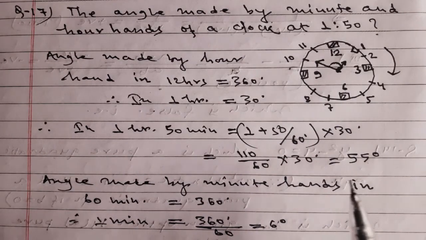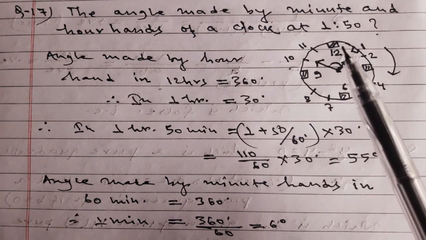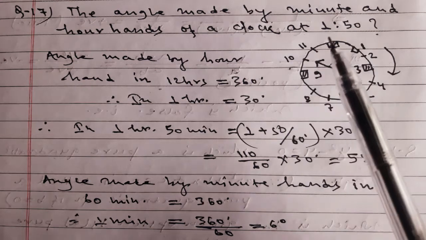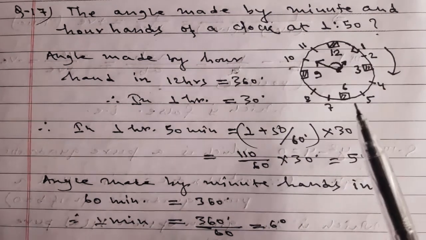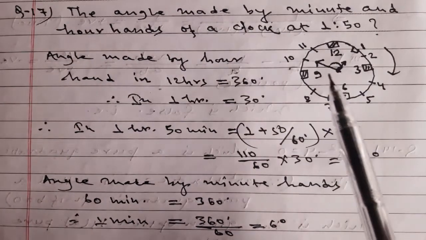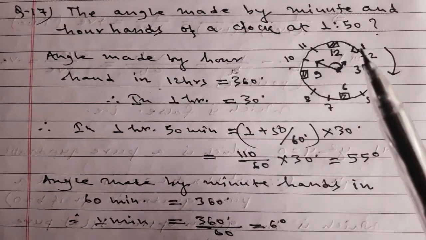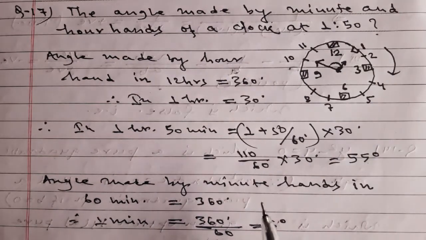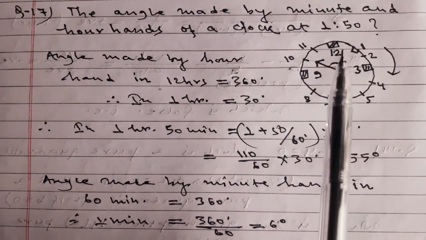To find the angle made by the minute hand in 10 minutes, we know that in 60 minutes, the minute hand makes one complete rotation. So 60 minutes is equal to 360 degrees. The angle made by the minute hand in 1 minute is equal to 360 divided by 60, that means 6 degrees. In 1 minute, the minute hand makes an angle of 6 degrees.